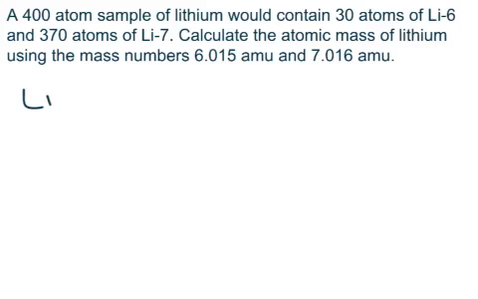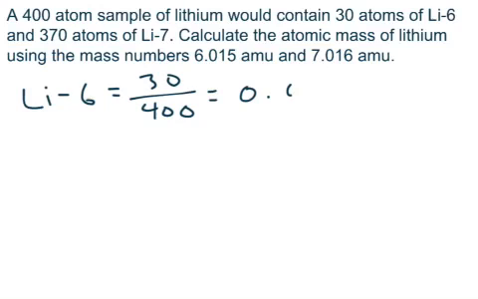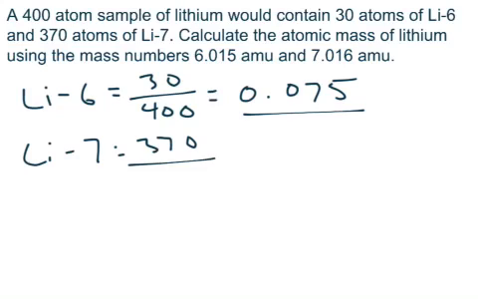So if we wanted to know the relative abundance of lithium-6, you could just do 30 divided by 400, and that would tell you that the relative abundance is 0.075, which is 7.5%. Since we know that we're just going to end up using a decimal later anyway, I'm just going to leave it this way rather than turn it into a percent again. And then lithium-7 is going to be 370 divided by 400, and that is 92.5%.